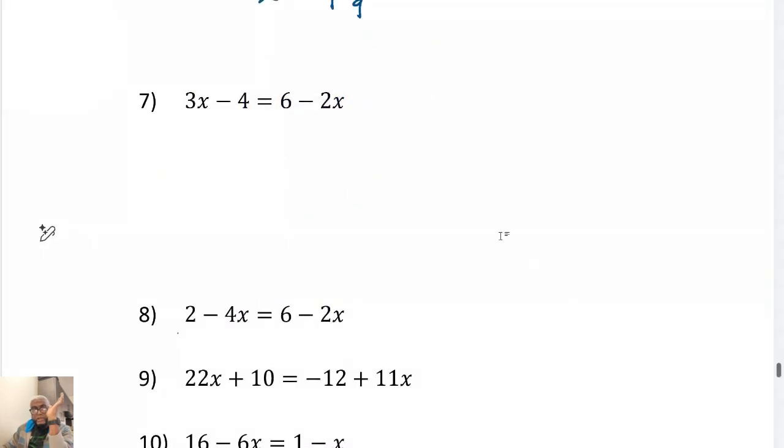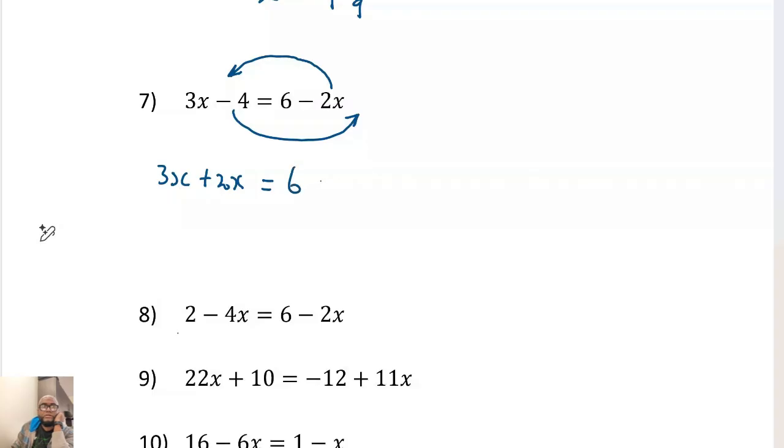Right? You want to bring all the x's on one side and carry the numbers to the other, right? So I'm going to bring this 2x here. Everybody good there? And I'm going to carry this negative 4 there. How would my next line look? 3x plus 2x equals 6 take away 4? No, 6 plus 4. This minus 4 becomes plus 4, right?